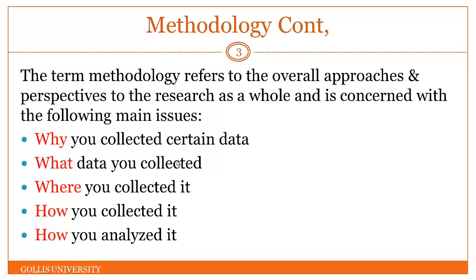Number one is why certain data is collected. Number two is what type of data you have collected. Is it secondary data or primary data, and where did you collect it from? That means the area from which you have collected your data, or the study population, and then how you collected it.